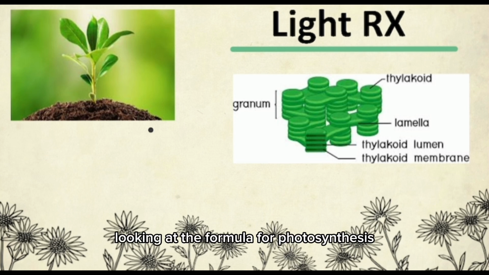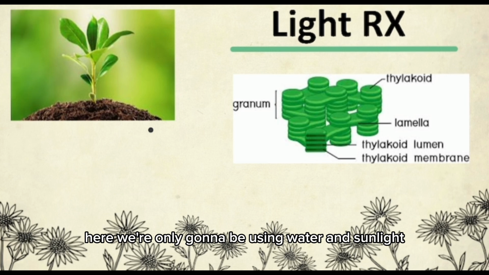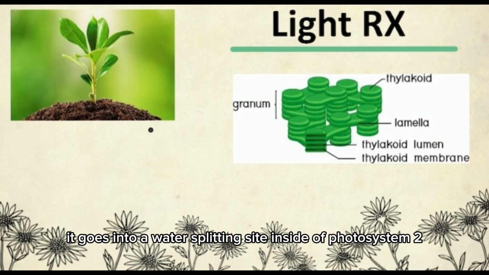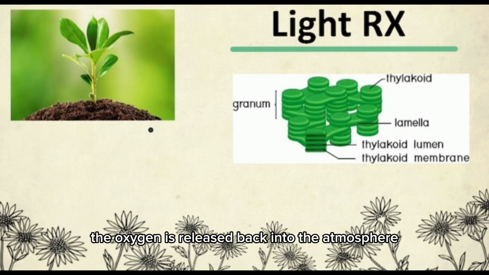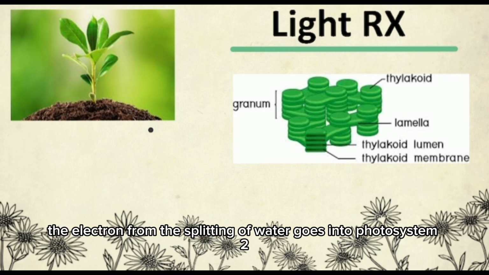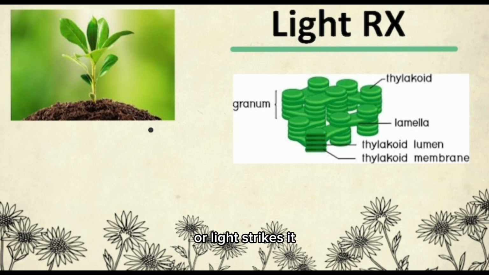Looking at the formula for photosynthesis, we can see that we need carbon dioxide, water, and sunlight in order to create the reactants. Here we're only going to be using water and sunlight. When H2O fills a plant cell, it goes into a water splitting site inside of photosystem 2. The oxygen is released back into the atmosphere through the plant stomata, while the hydrogen now forms a proton gradient in the thylakoid membrane.